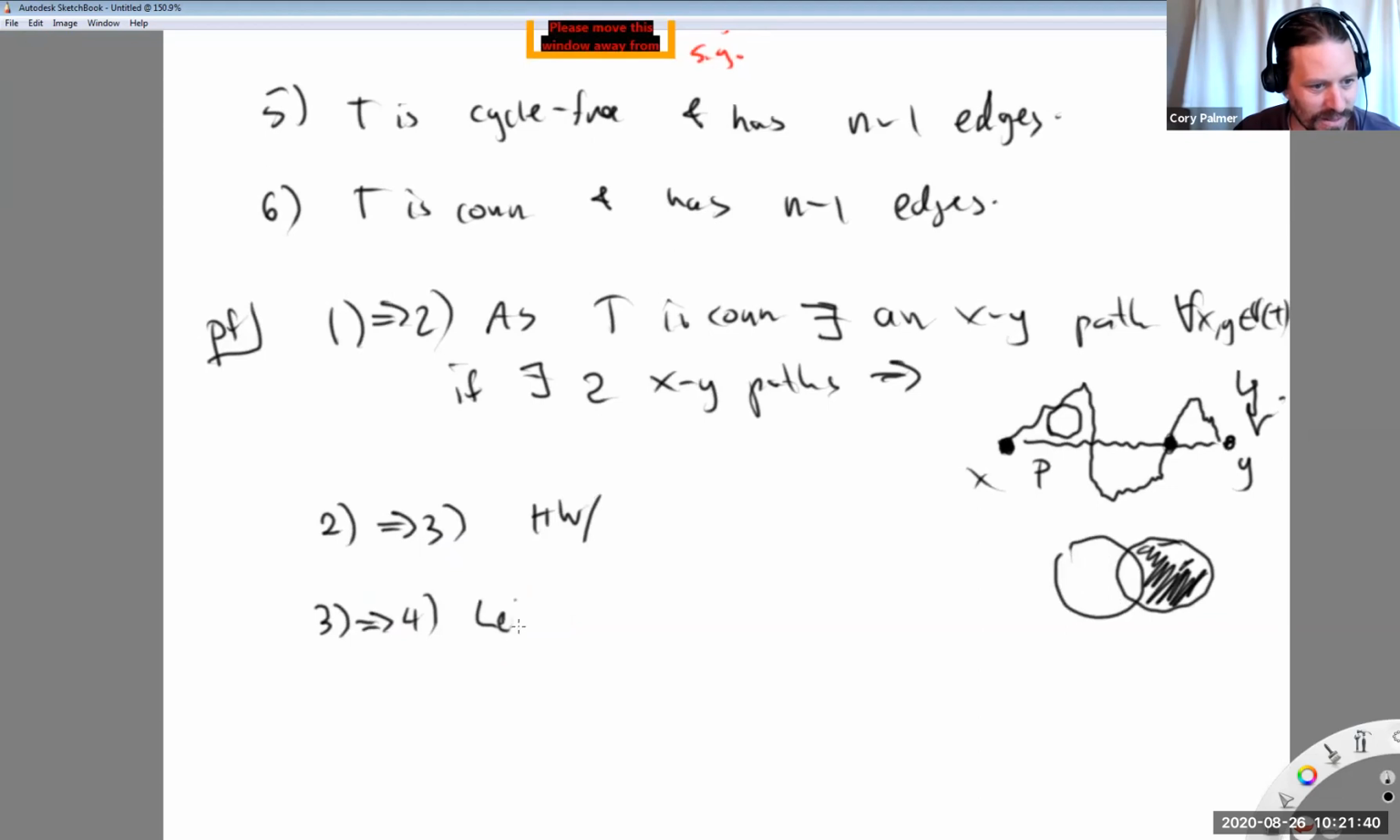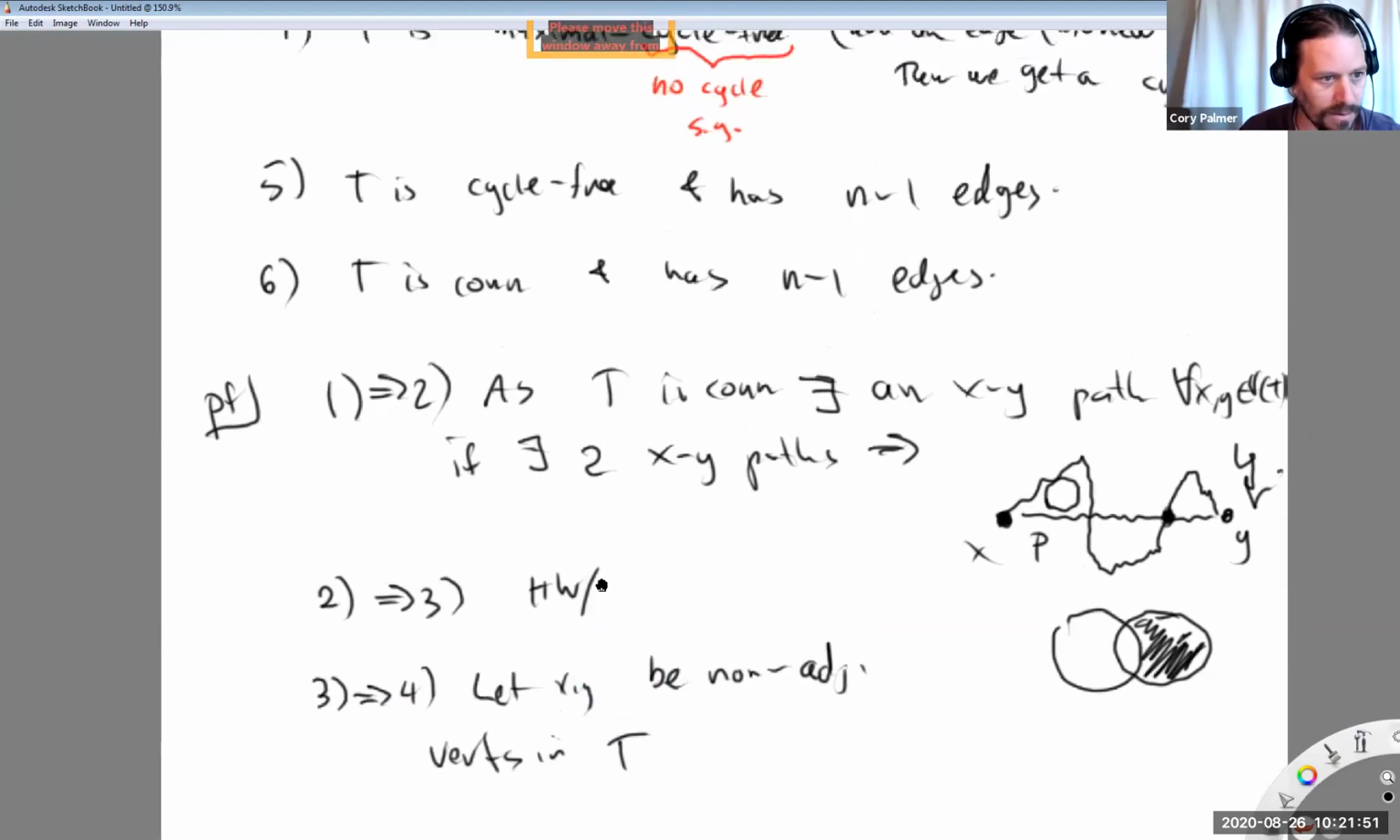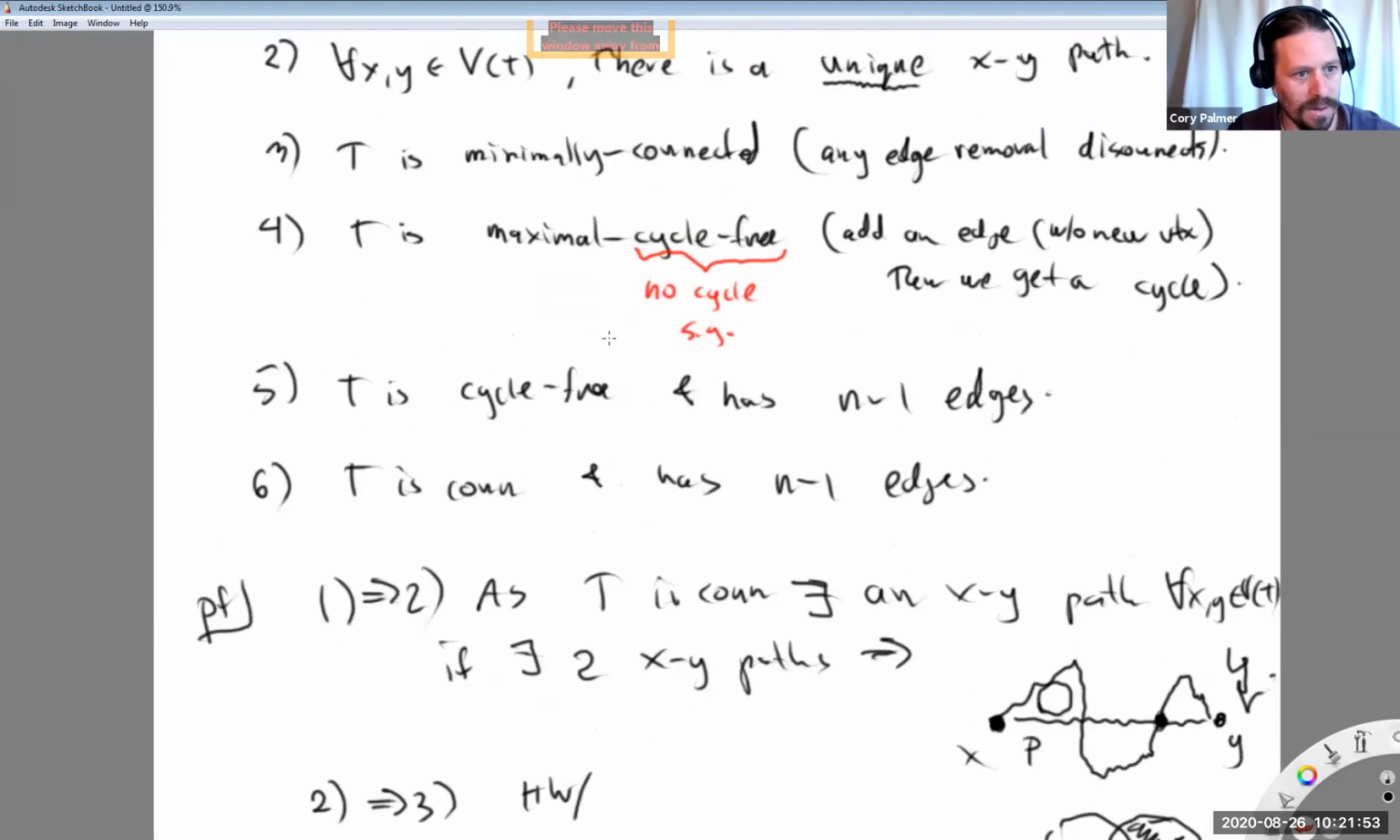Okay, so let's start off with let X and Y be non-adjacent vertices in T. Okay, so I'm scrolling up again. I'm looking at 2 non-adjacent vertices in T. You might have to actually prove that such things exist. But let's just assume we've got 2 non-adjacent vertices. And 3 says that T is minimally connected, but actually all we care about is that it's connected. So if it's connected, there is an X and Y path.